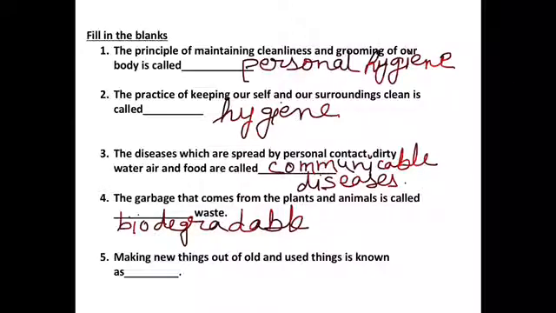Making new things from the old ones is called recycling. Fine.